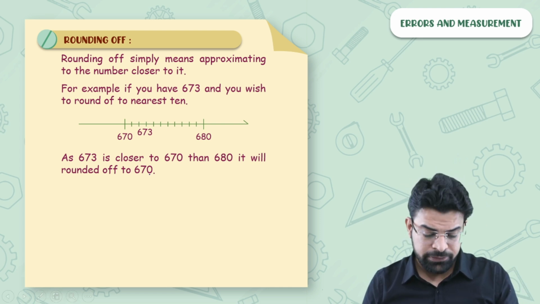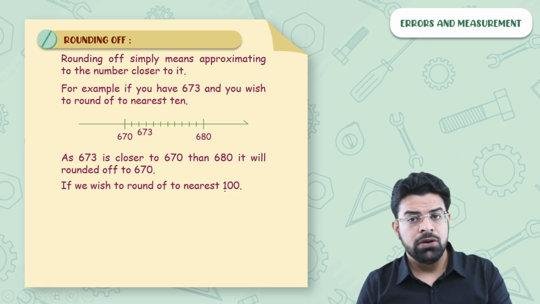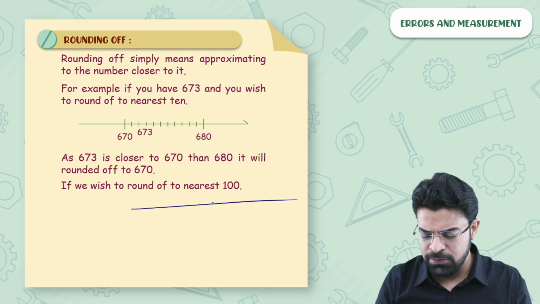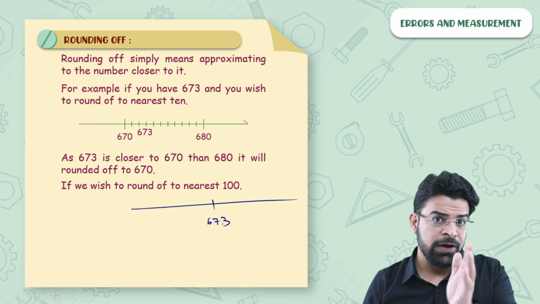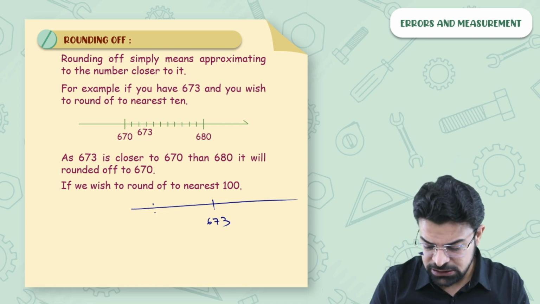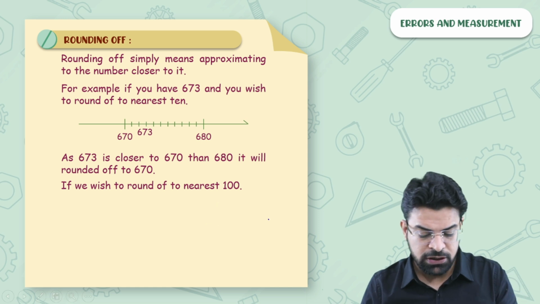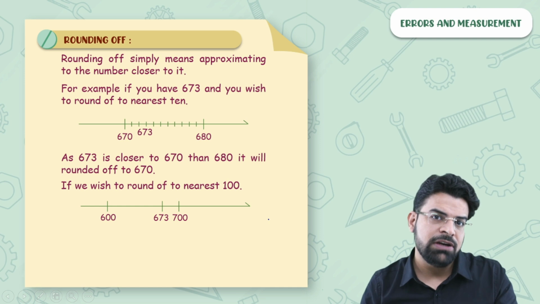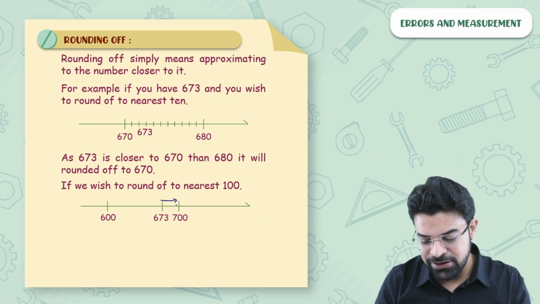Now let's say we wish to round off to the nearest 100. What are the nearest multiples of 100 to 673? Think of the number line. Here you have 673. You will say, sir, there is somewhere 600 and there is somewhere 700. Visualize the number line. Which one is closer to 673? Sir, the nearest 100 to 673 is 700.